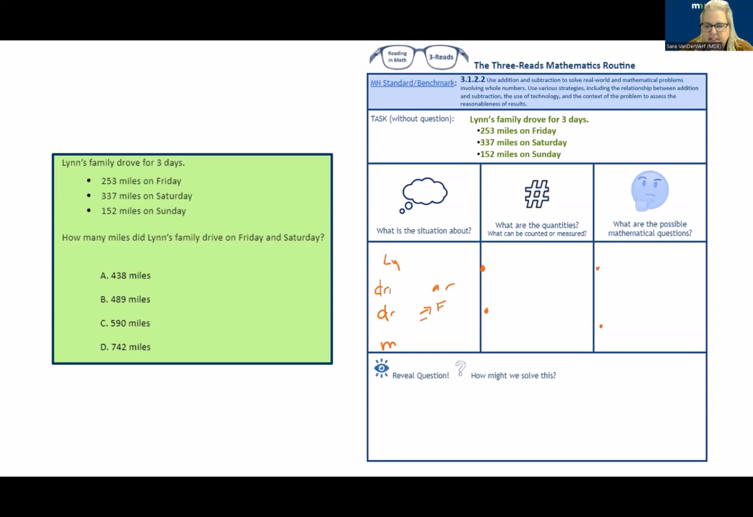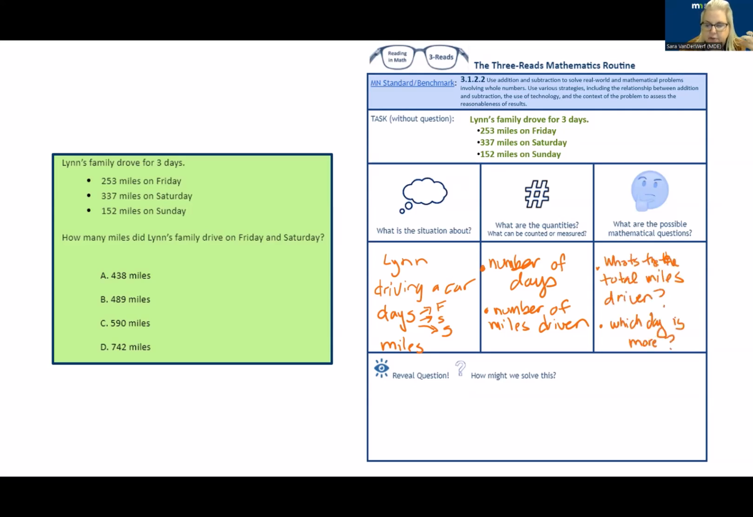And then we're going to ask them, what's the situation about? And we're going to record what they say. And then we're going to ask them about what can be counted or measured. And we're going to record what they say. And we're going to ask them after we read it the 3rd time, what are possible math questions? By the way, you could say, how might you solve it?